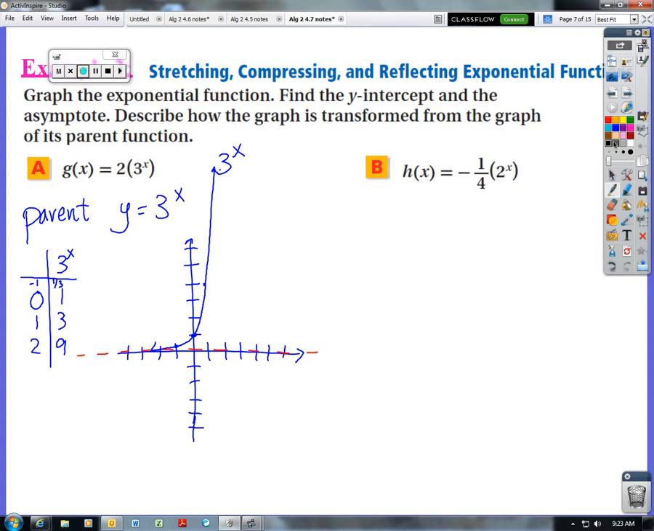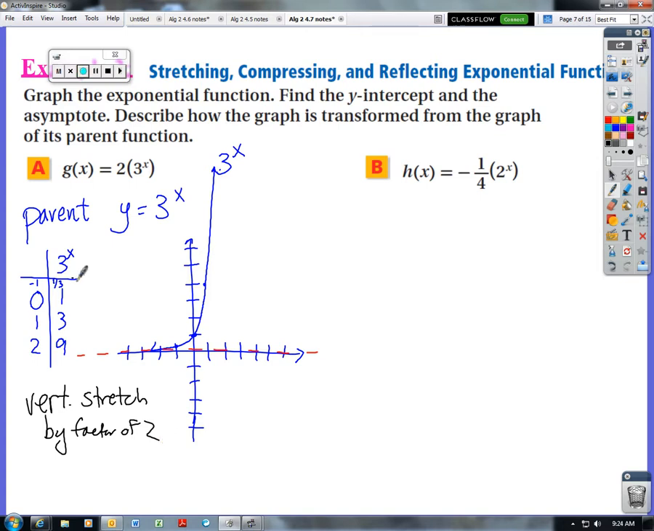Now do boring black. Okay, so the transformation, you have a 2 out in front. Because it's out in front, it's going to be vertical. And verticals are very straightforward. Since the 2 is greater than 1, it's going to be a vertical stretch by a factor of 2. So because it's a vertical stretch, then the y coordinates are going to be changed. They're going to be multiplied by 2.